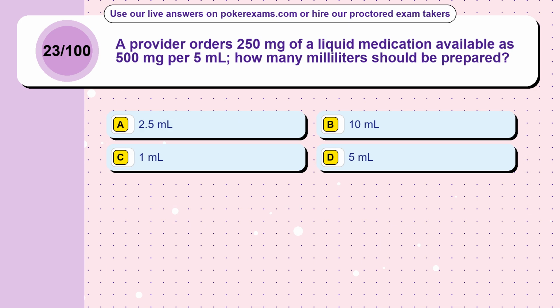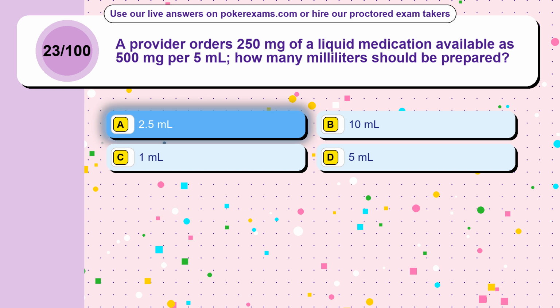Question 23. A provider orders 250 mg of a liquid medication available as 500 mg per 5 ml. How many milliliters should be prepared? Option A, 2.5 ml. Option B, 10 ml. Option C, 1 ml. Option D, 5 ml.